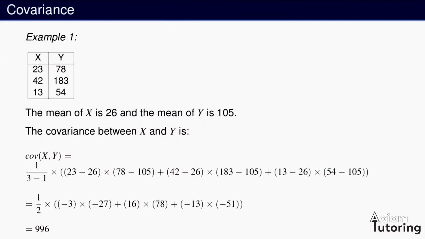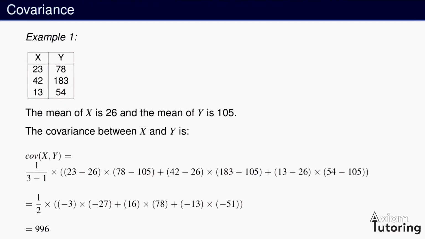So let's say that this is my x variable. I have three observations. I have 23, 42, and 13. And for y, I have 78, 183, and 54. Okay. So if we calculate the sample mean of x, we get 26, and the sample mean of y is 105.